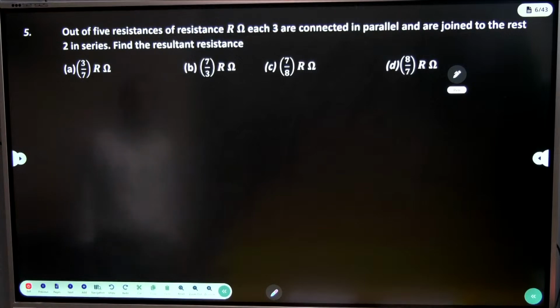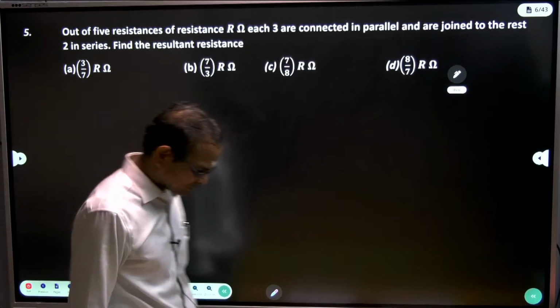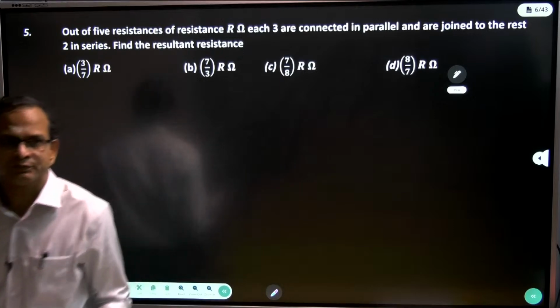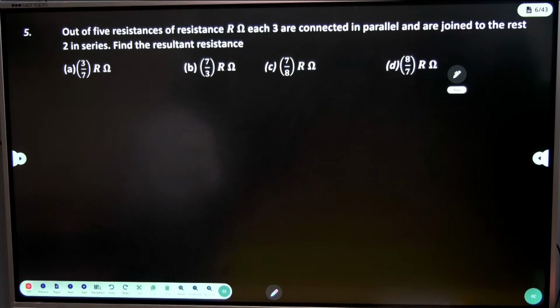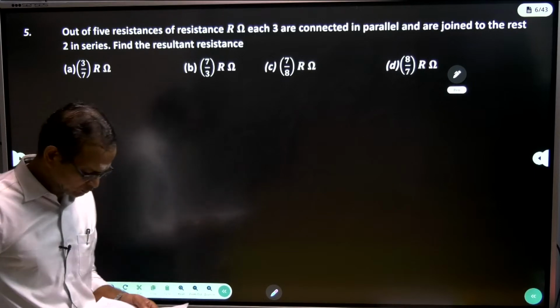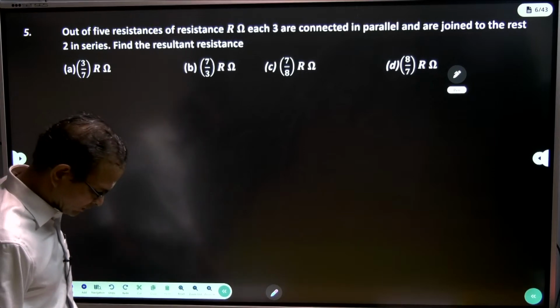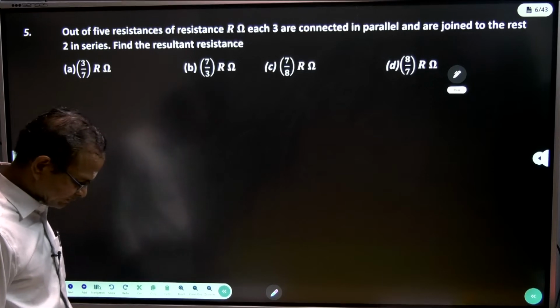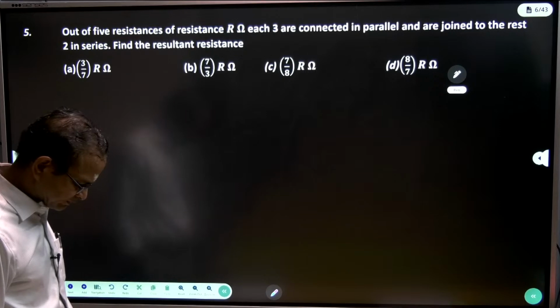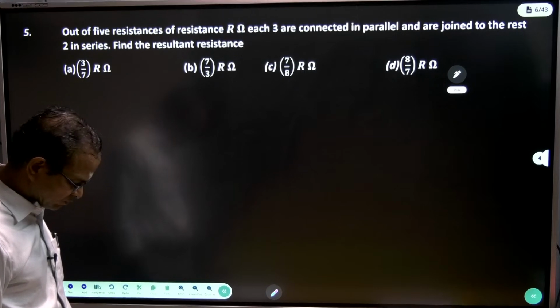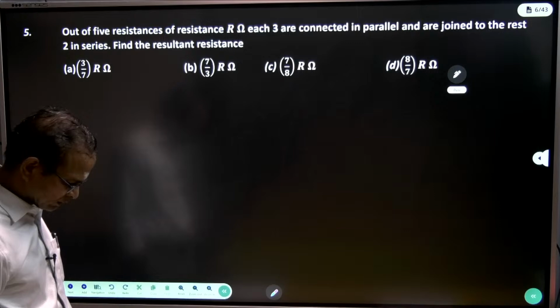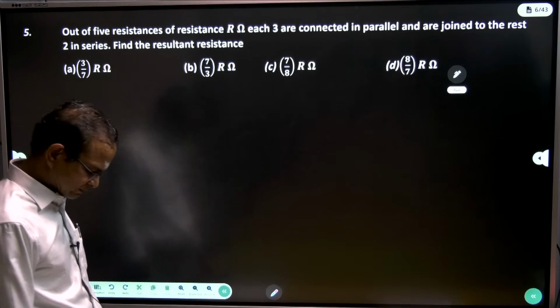Question number 5. Please go ahead. The answer is option B, 7 by 3 R. Super, that's the right answer, Kanna. Excellent, you kids are doing good. Out of 5 resistances, each of R, 3 are connected in parallel and joined to 2 others in series. What is the resistance?